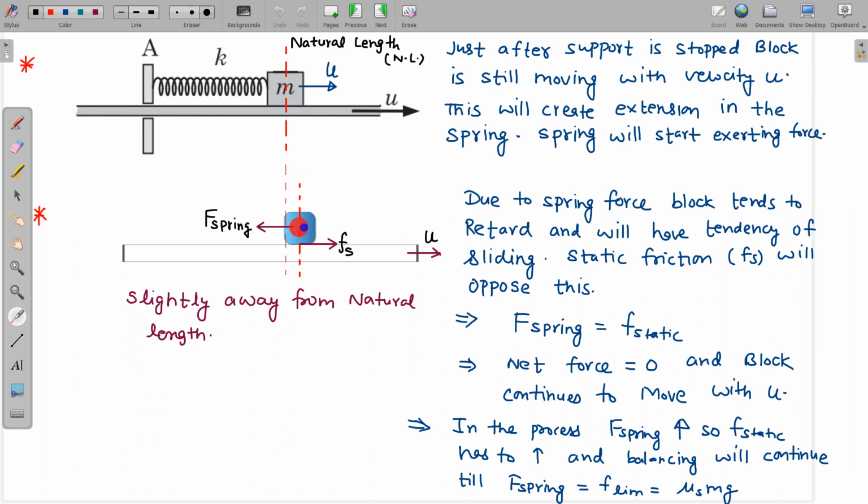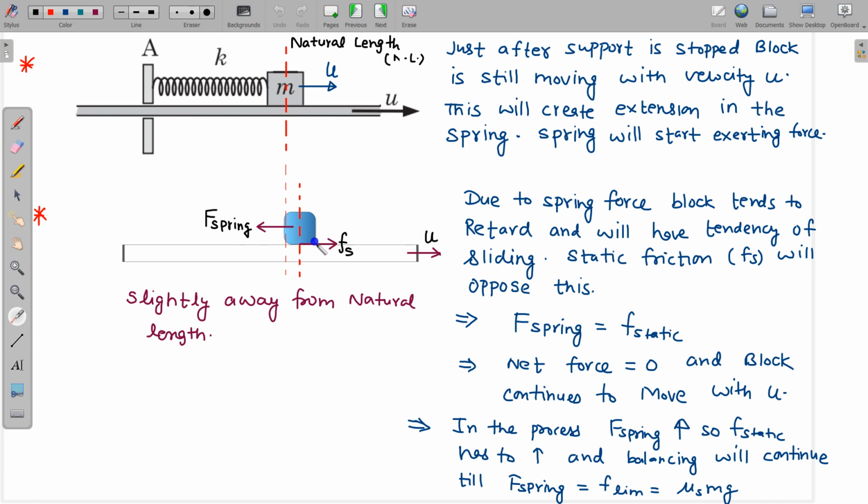Initially the spring force is 0 at this moment, and when the block moves slightly forward, slightly away from the natural length, this dotted line represents the natural length of the spring. I will show the natural length using NL. So from this natural length, let's say this block is slightly away. Then the spring force will be very small, and at this particular time there was no slipping between the belt and the block, so friction will come here because the spring force will tend to retard this block.